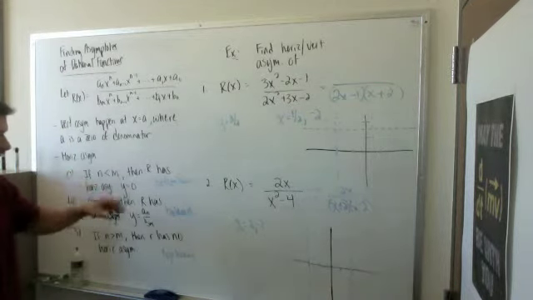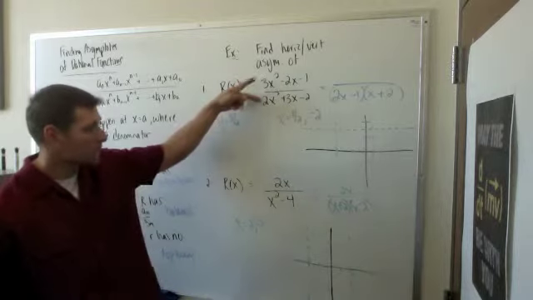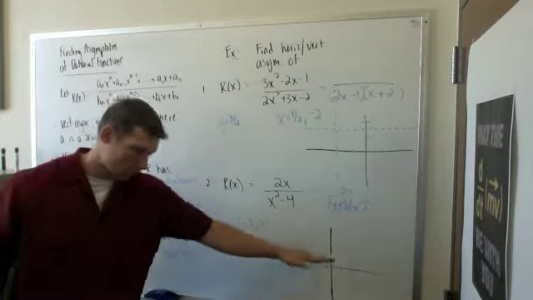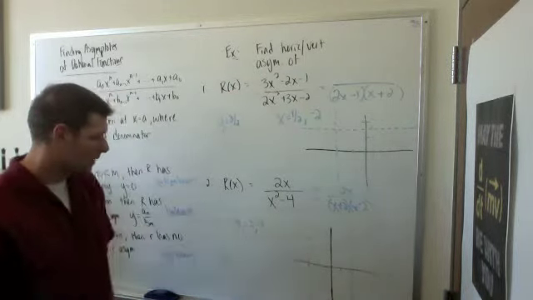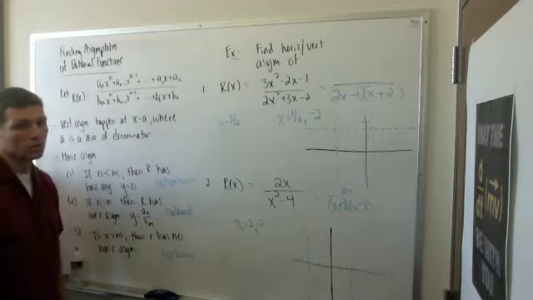Bottom heavy, top heavy, and balanced. If they're balanced, you look at the ratio. If they're bottom heavy, we know it's y equals 0. So that line right there. And if it's top heavy, there is no horizontal asymptote.